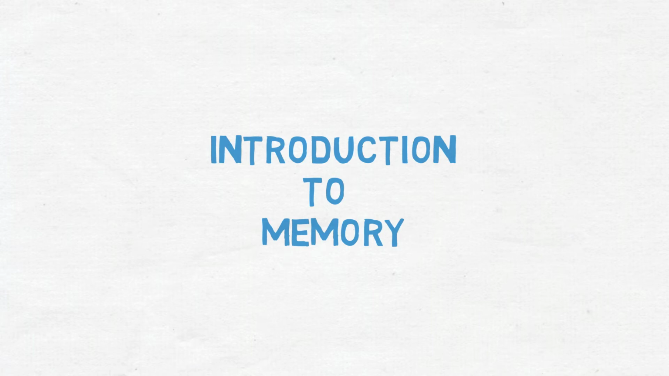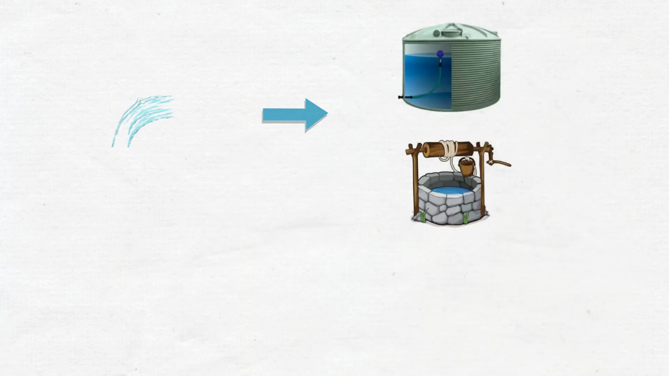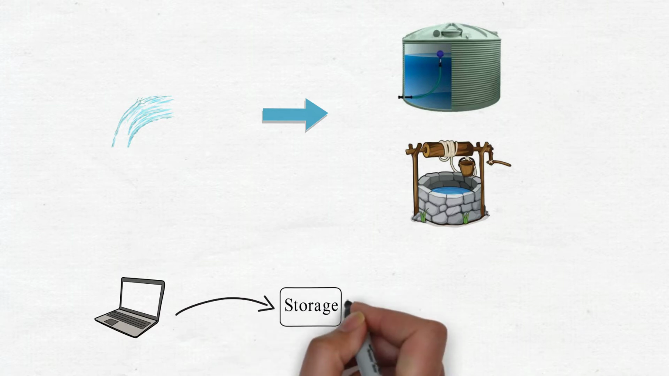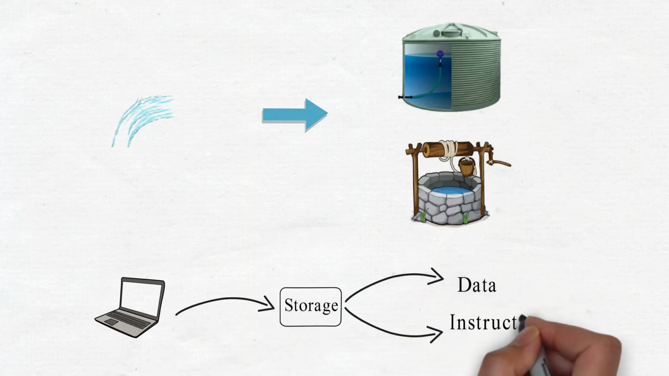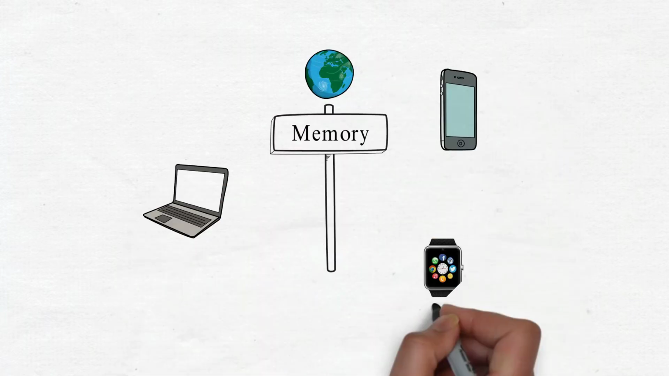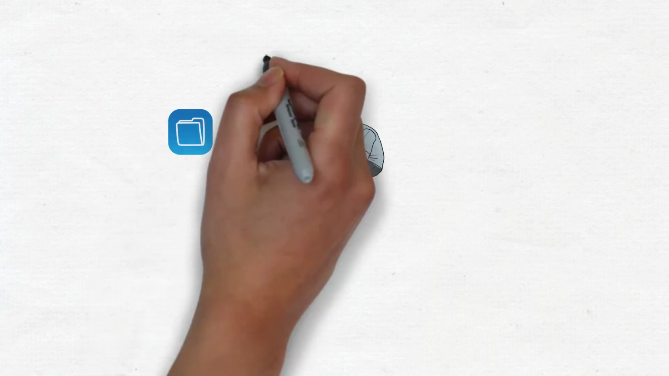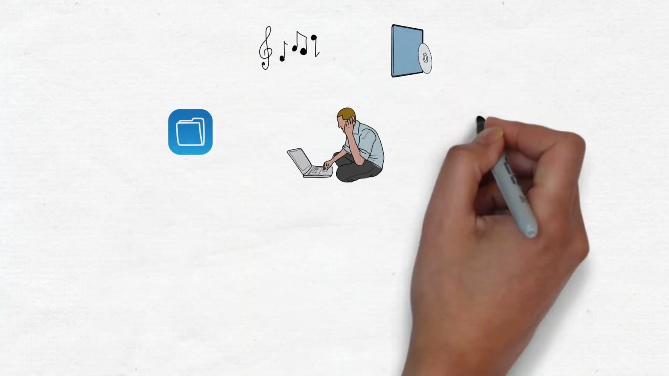Introduction to memory. To store a large amount of water, we need water tanks or a well to store it. In the same way, a computer needs some storage or place to store the data and instructions. Memory is an important unit in the world of technology. It stores various types of data like documents, audio, video and games, etc.